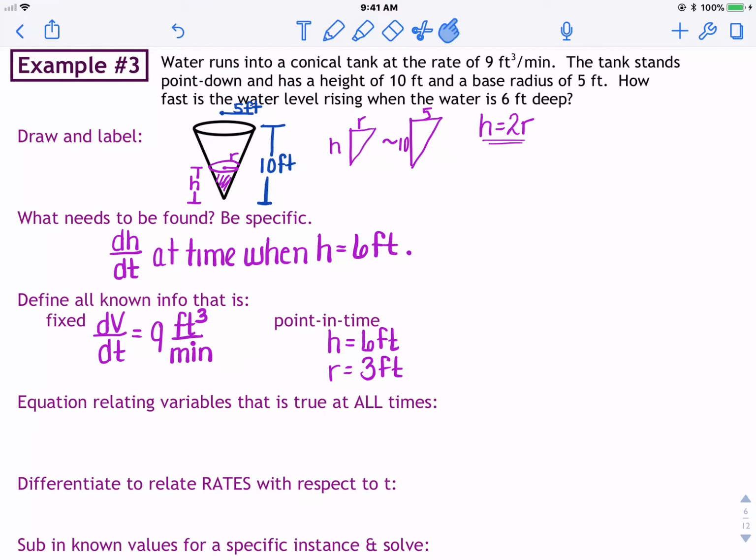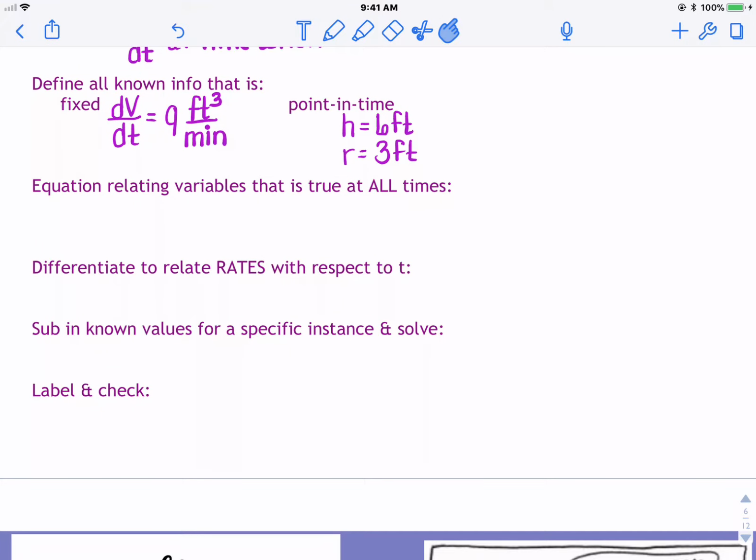So I need an equation that relates all of these variables. So I'm going to start off with the volume formula for a cone. It's 1/3 times the area of the base, which would be pi r squared, times the height. We have 3 variables in here, which means this is a little more complicated than the 2 variable ones we've done so far.